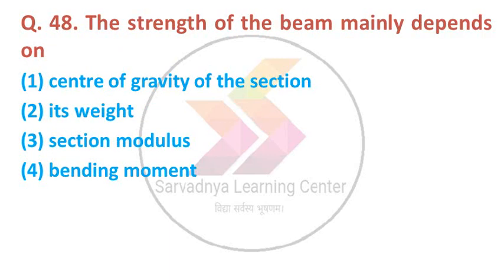Next question. The strength of the beam mainly depends on option 1 center of gravity of the section, option 2 its weight, option 3 section modulus, option 4 bending moment. The correct answer is option number 3, section modulus.